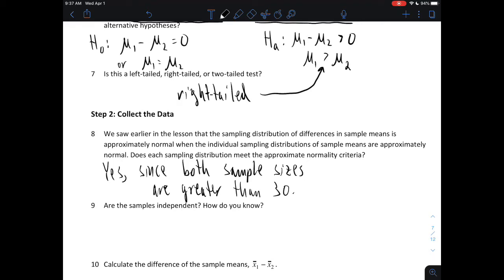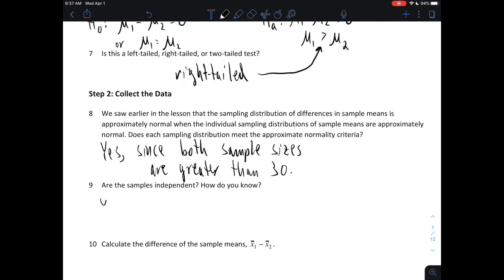Are the samples independent? How do you know? No student would take the same class twice, so anyone who is taking the class online would definitely be independent from anyone who is taking the class on site. So we would say yes, 2 different classes. Each student would only take 1 class.